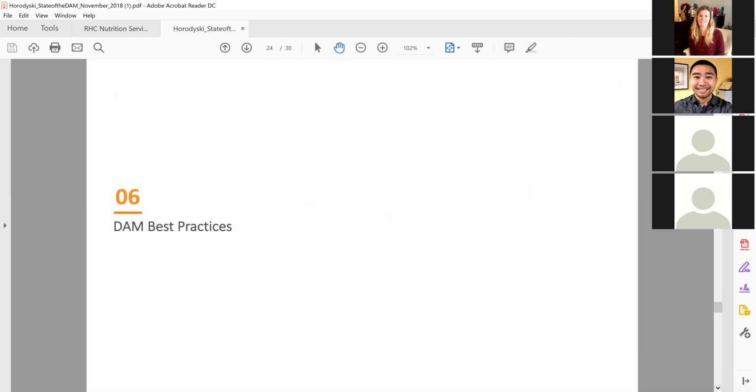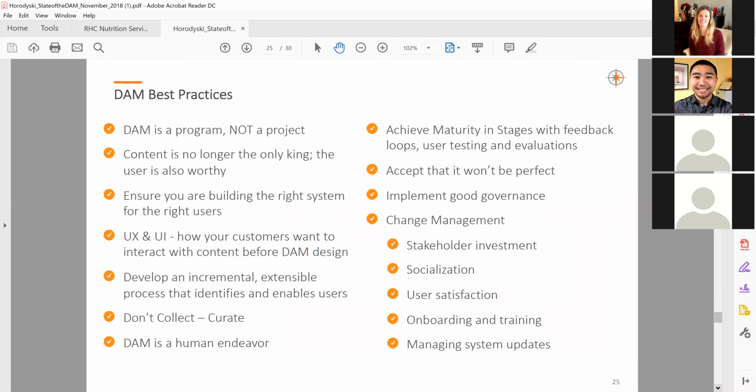So what are some good best practices? It's a common thing I'm always asked for, or clients are always asking for. With something like best practices, people are always looking for these quick little sound bites. What are the things they need to know that will make for a better DAM experience? So as I said earlier, understand that DAM is a program, it's not a project. It's going to be ongoing, it's going to evolve.